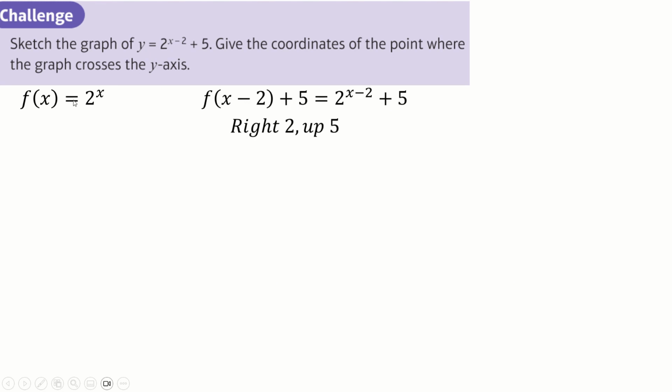This graph is just a regular exponential graph going through (0, 1). So this graph here actually looks the same if you don't bother putting any scale anywhere. And this coordinate here is just going to be when x is 0, which is 2 to the minus 2 plus 5. 2 to the minus 2 is a quarter, so that makes 5.25. And this is basically what I need to do, so that was nice and easy.